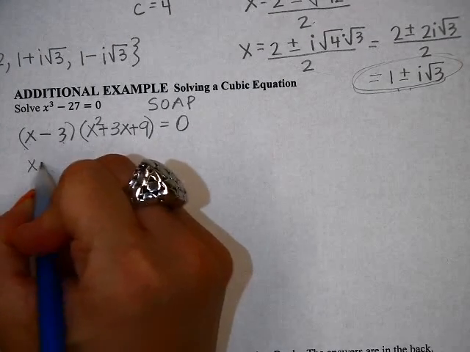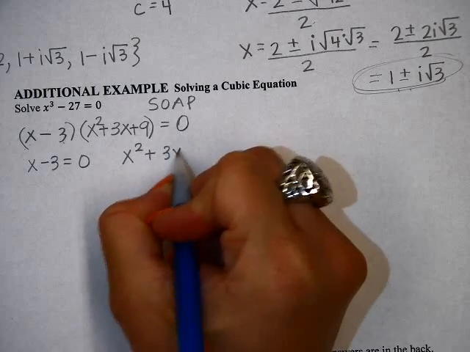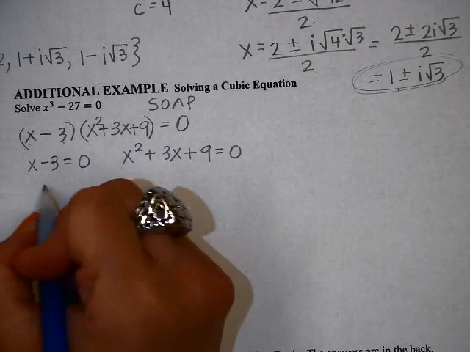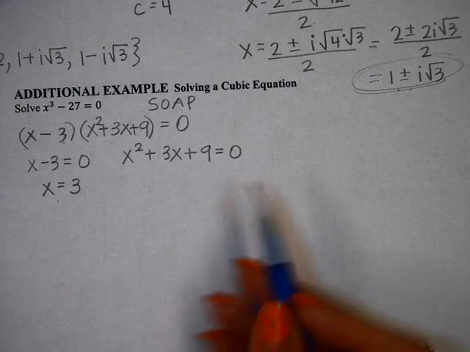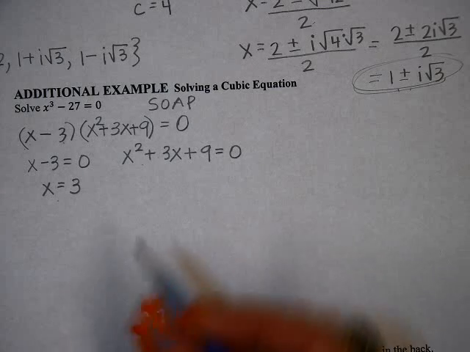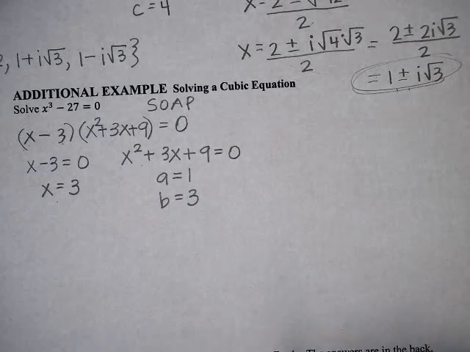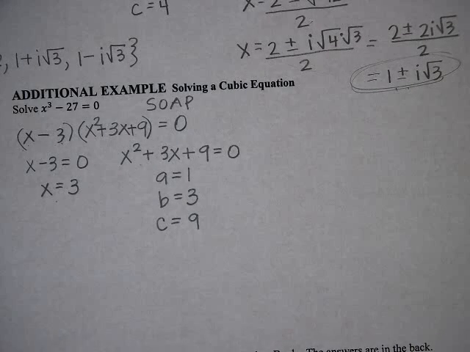We'll set each one of these equal to 0. So we will get x equals 3 as one of our solutions, and then x squared plus 3x plus 9, our quadratic, we can put in our calculator or work that by hand. So your A will be 1, your B will be 3, and your C will be 9.